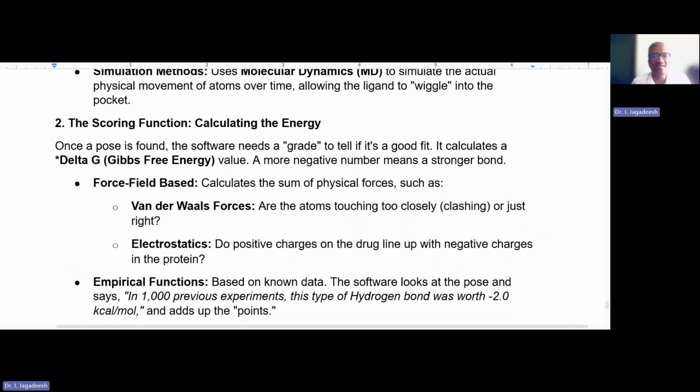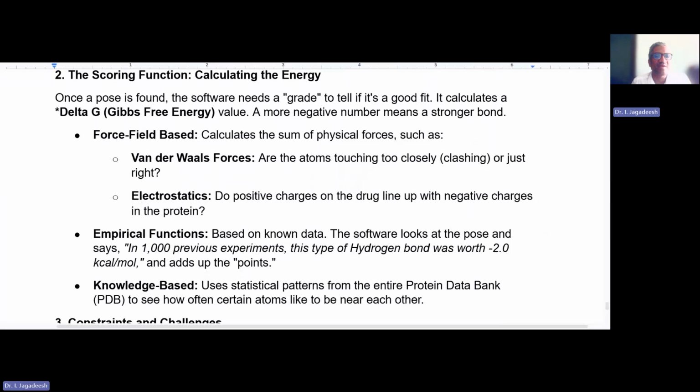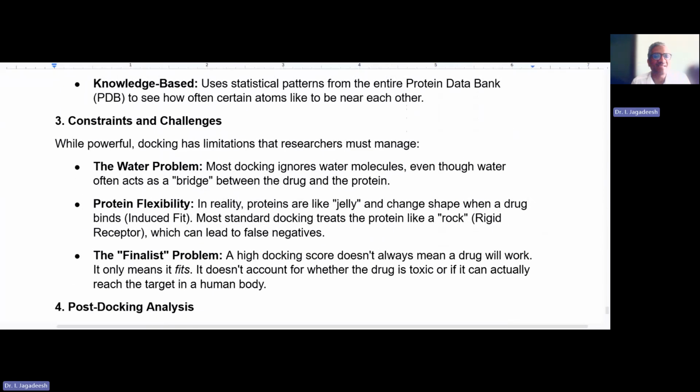The scoring function is calculated from the energy, most of the times the Gibbs free energy. A more negative number means a stronger bond, which we need to take. Generally, we have force field analysis, which calculates the physical forces like van der Waals forces and electrostatics. So, constraints and challenges: we have to look into the water problem, where we have a polar nature.